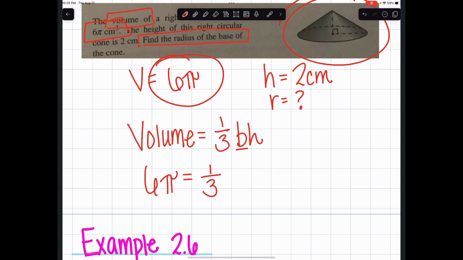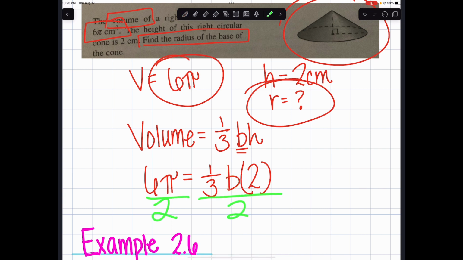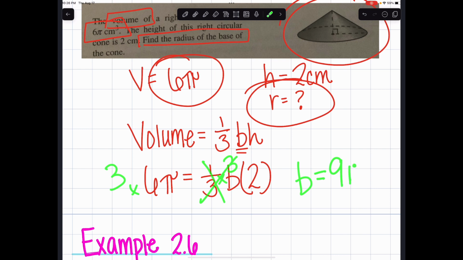We know the base. What do we know about the base? No, we don't know the base yet. That's b, that's the unknown, the radius. But we do know the height is 2 centimeters. All we have is an equation with one unknown. The unknown is here. So if you divide both sides by 2, and then you multiply both sides by 3 so that that cancels out, you're going to get base is equal to 9 pi centimeters squared.